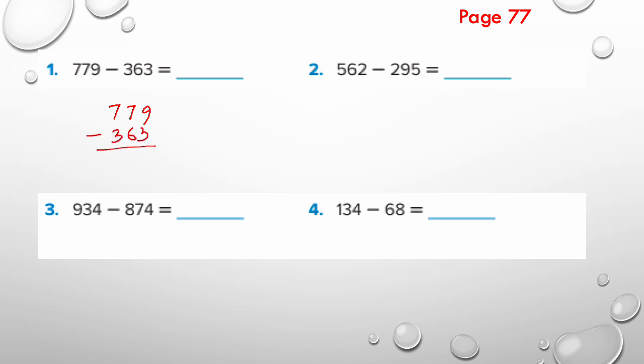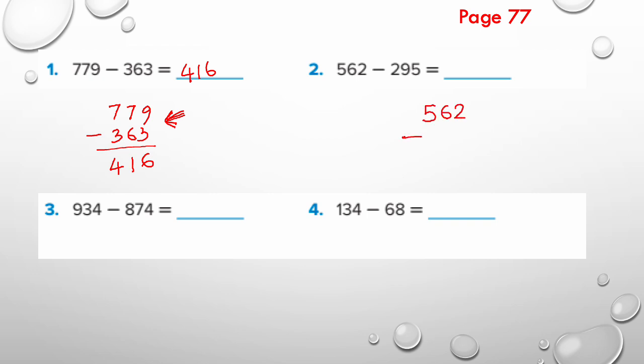All right, in column method, subtract 9 minus 3. Always start from the right side. Don't forget to start the subtraction with the right side, from the ones. So 9 minus 3. From 9 you need to take away 3, you will get 6. From 7 you need to take away 6, you will get 1. From 7 you need to take away 3, you will get 4. The answer is 416. Okay, second question, 562 minus 295.